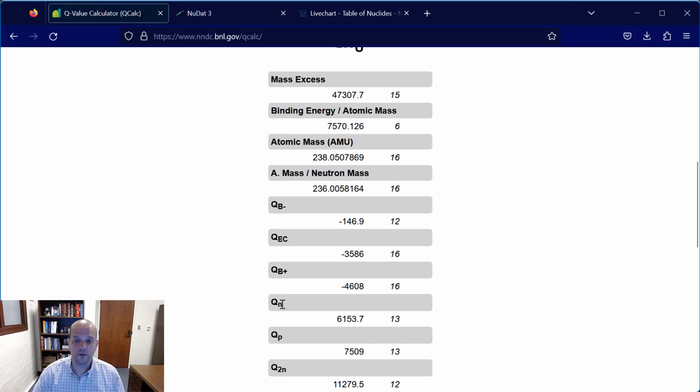Now if I had a neutron, which we didn't talk about in terms of the Q value, but it's just a balance of the masses just as before.